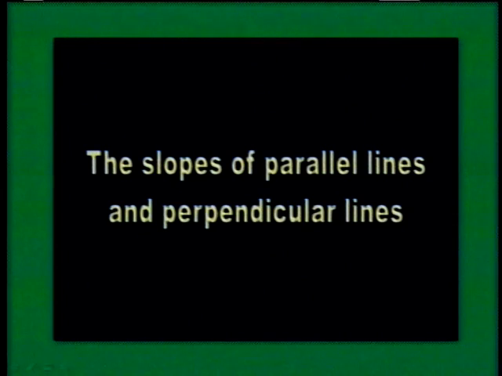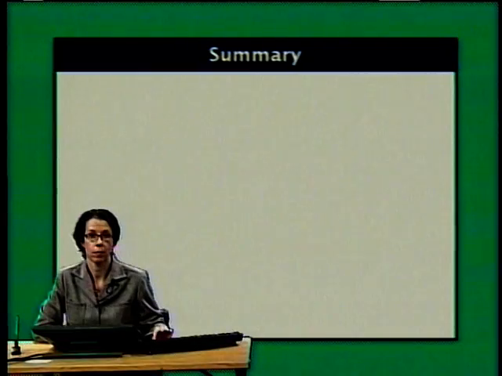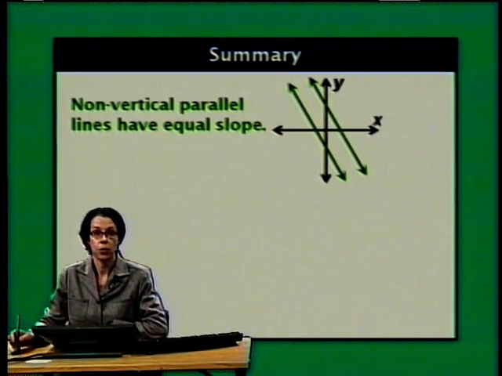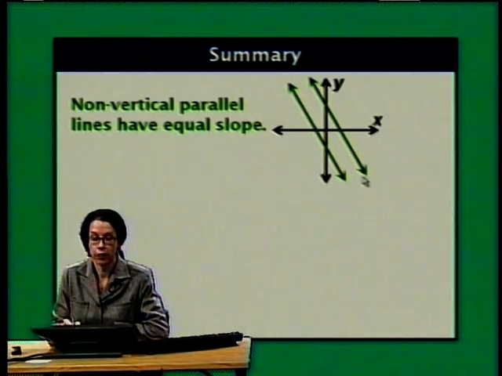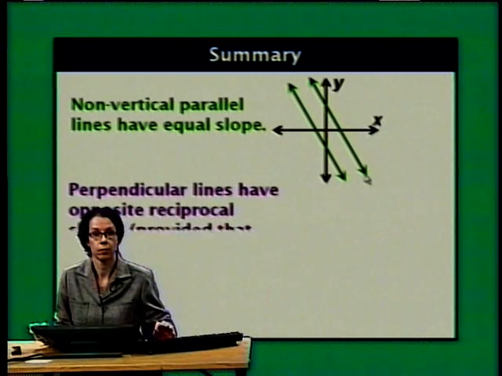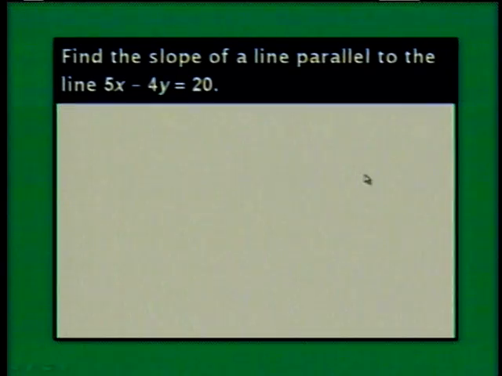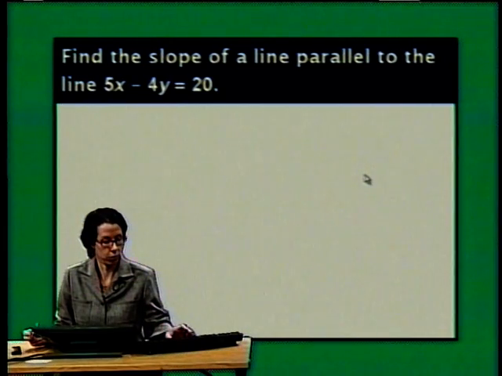So let's review the slopes of parallel lines and perpendicular lines. Non-vertical parallel lines have equal slope. In this picture, we have two lines that are decreasing at the same rate. Perpendicular lines have opposite reciprocal slopes, provided that neither is vertical. So let's work a couple of examples here.